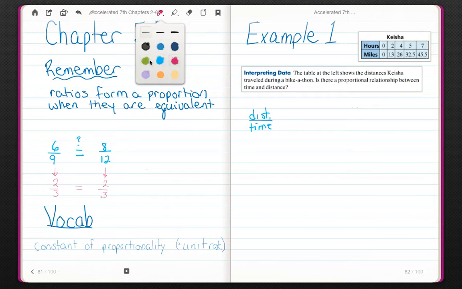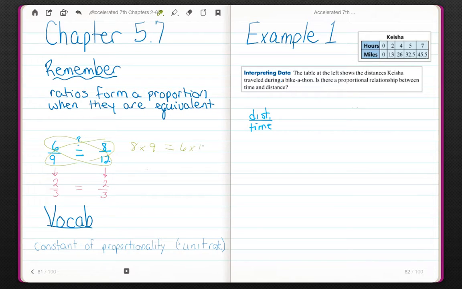The other option is to cross multiply and see if the products are the same. So 8 times 9 should equal 6 times 12. Well, 8 times 9 is 72. 6 times 12 is also 72. The products are the same, so yes, they are equivalent.